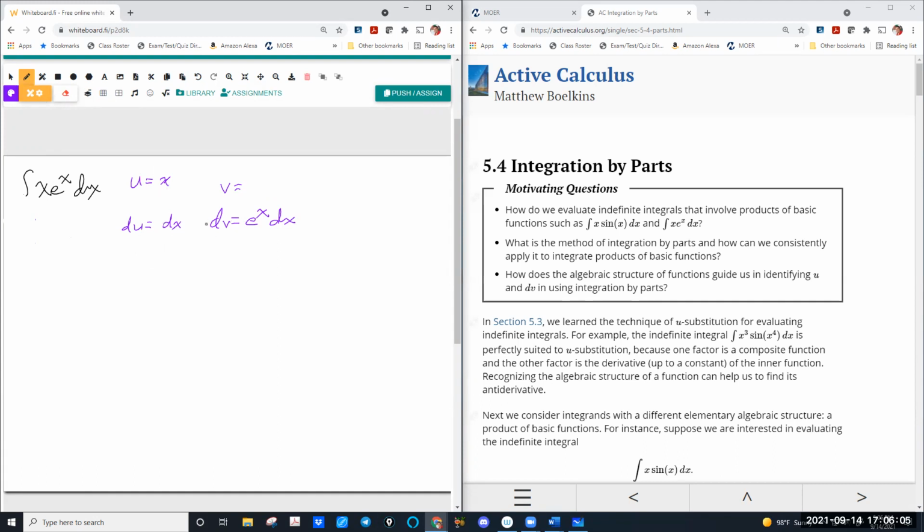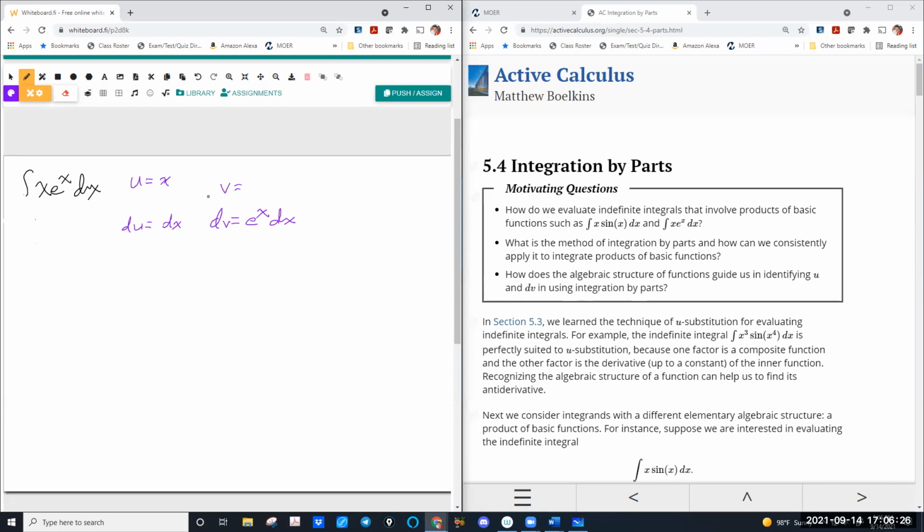We want to choose u and dv so they get easier, or try to choose them so that they don't get harder. That's not a hard and fast rule. Sometimes we can't help it. Sometimes it does have to get a little bit tougher, and I'll show you one later where that's the case.